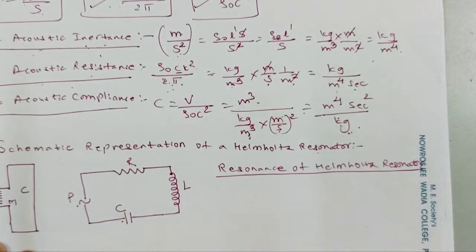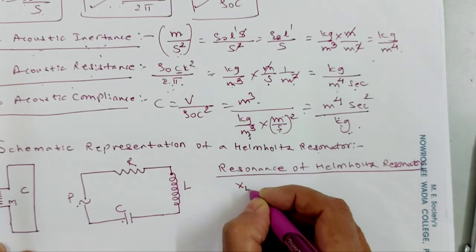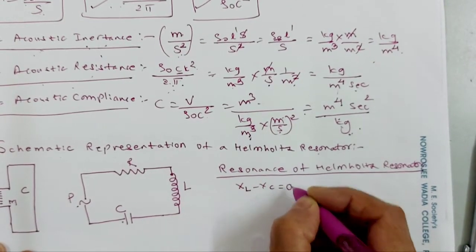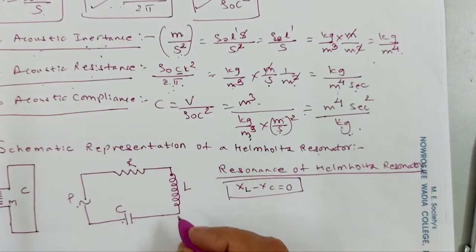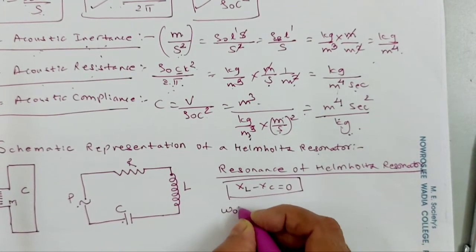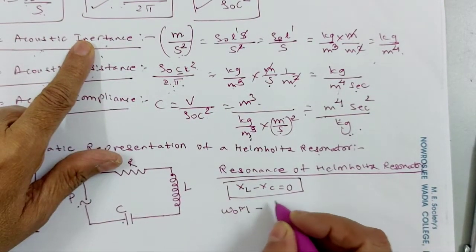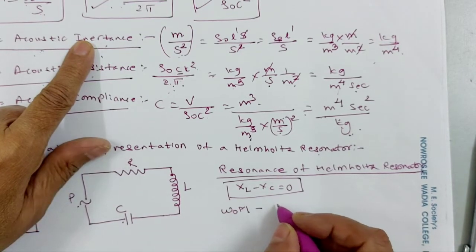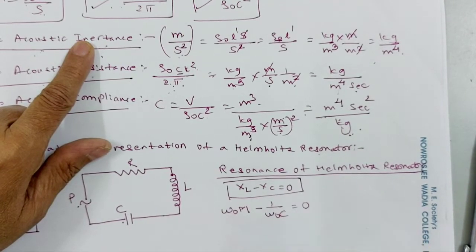Now from this diagram we'll take one more condition, which is called resonance of the Helmholtz resonator. Everybody knows, from your BSc days, that resonance will occur when the acoustic reactances are equal to 0, which means XL minus XC has to be 0. You studied this in your TYBSc. In our case we'll say omega 0 M, the acoustic inertance, minus XC, which is 1 upon omega 0 C, has to be equal to 0.